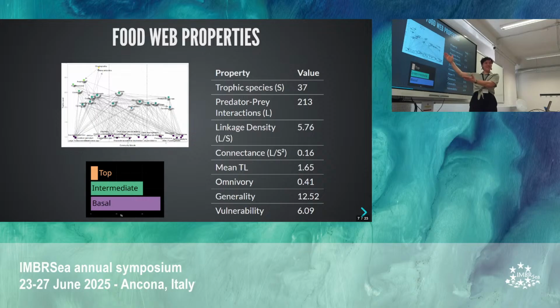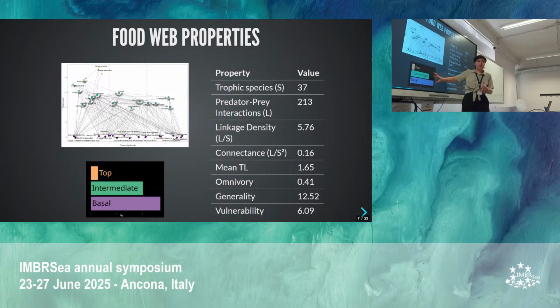And this is the food web. It was pretty cool to see it, and it consists of 37 trophic species and 213 interactions between them, which leads to a linkage density, so a mean number of interactions per species, of 5.76, and a connectance value of 0.16. Connectance is the number of interactions relative to the number of possible interactions, just considering the number of trophic species.